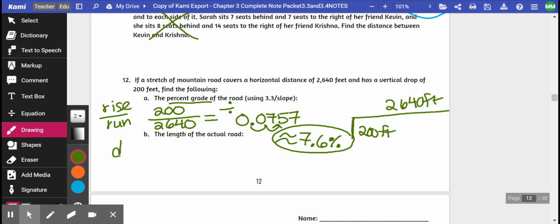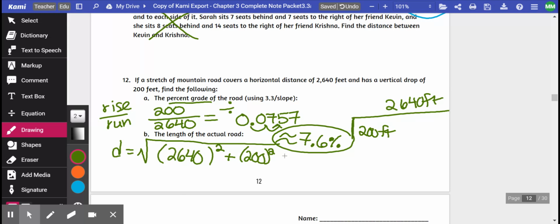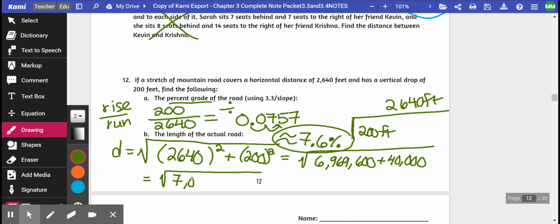Okay, for distance, we're going to have the change in x, or the horizontal change, which was 2,640. That part will be squared. And we're going to do the same to 200. So we get 6,969,600 plus 40,000. Add them together. You get 7,009,600. Take the square root. You get 2,647.564. So we'll round to the nearest foot. So it would be about 2,648 feet.